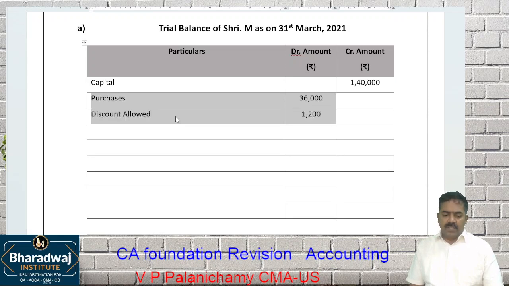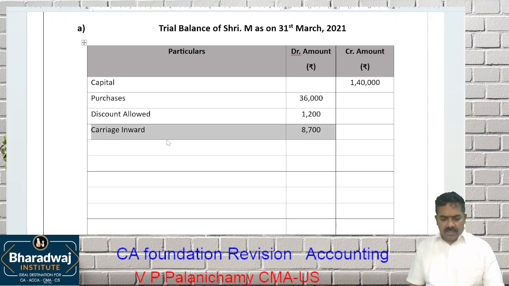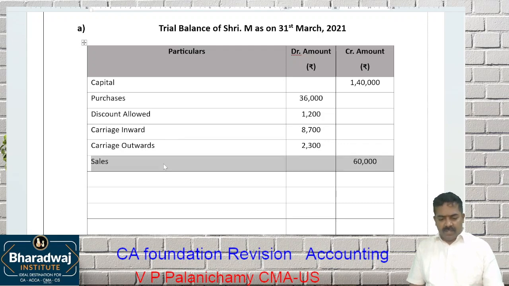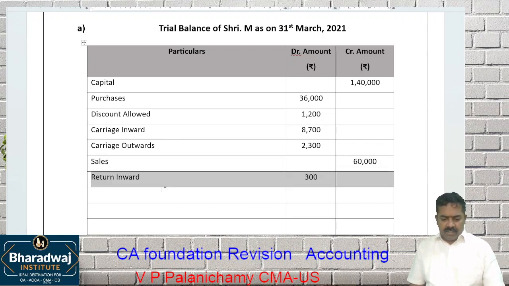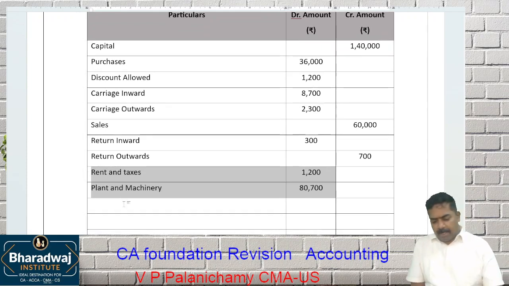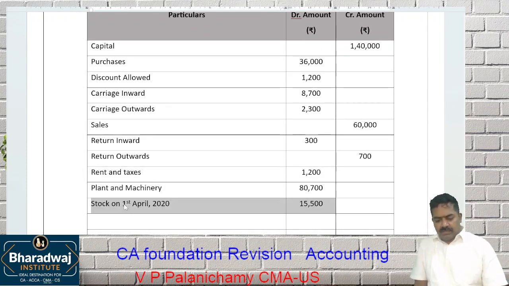Capital, credit. Of course, purchase is debit. Discount allowed is an expense, it will come in debit side. Then carriage inward, expense. Carriage outward is also an expense. Sales, of course income, credit. Returns inward, sales returns, debit. Returns outward, purchase returns. Please remember, carriage inwards and carriage outwards are both expenses. Returns inwards, goods come in. Returns outwards, goods go out. Rent and taxes, expense. Machinery, asset, of course.